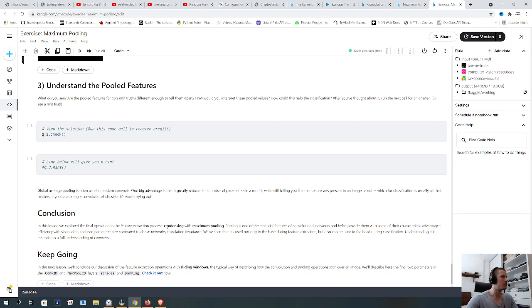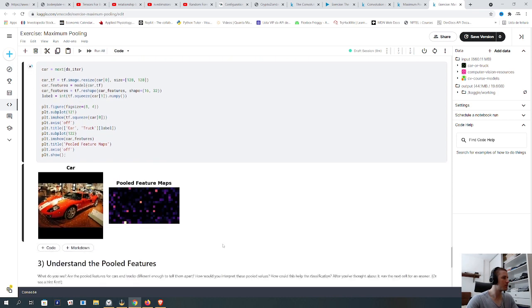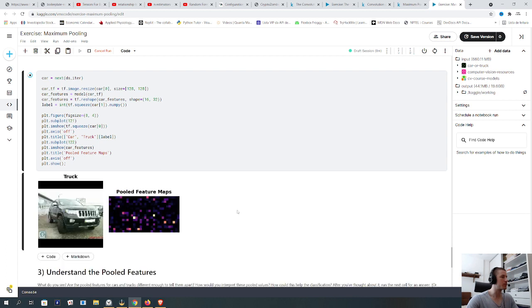I see cars first. So the thing is, I don't see the truck here. Oh, I have to run it a bunch of times. But I assume it's gonna be on the edges.